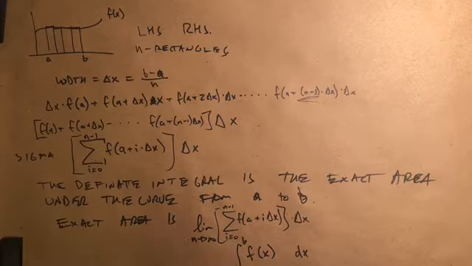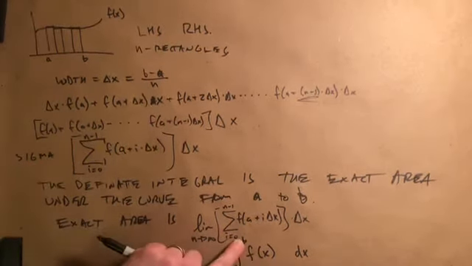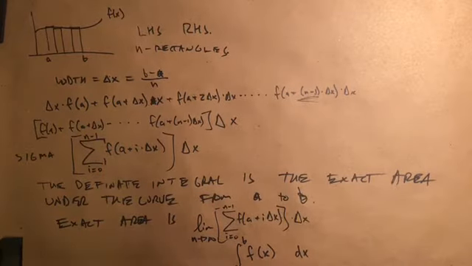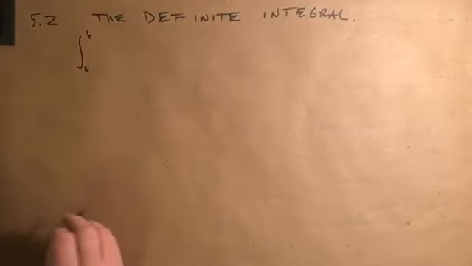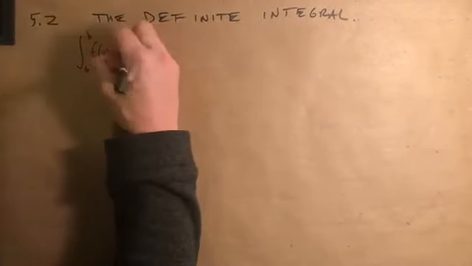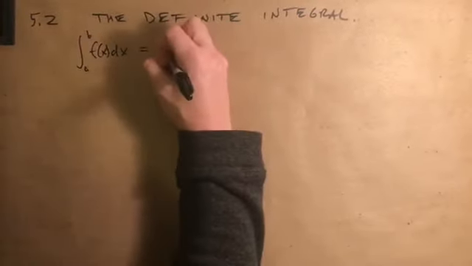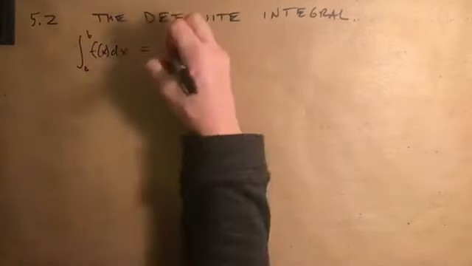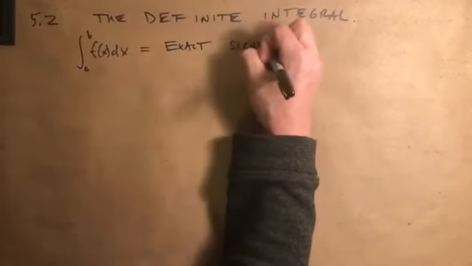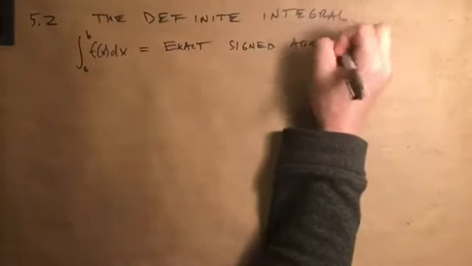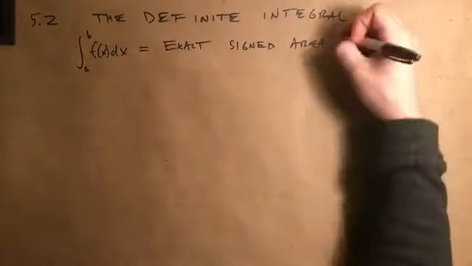And here we have the definite integral from a to b. Now, definite means it has a starting point and an ending point. Integral is this infinite sum, and this is the exact area underneath a curve. So we understand that this integral from a to b of f of x dx is the exact area. But really, that's a slight lie. It's the exact signed area between f of x and the x-axis.